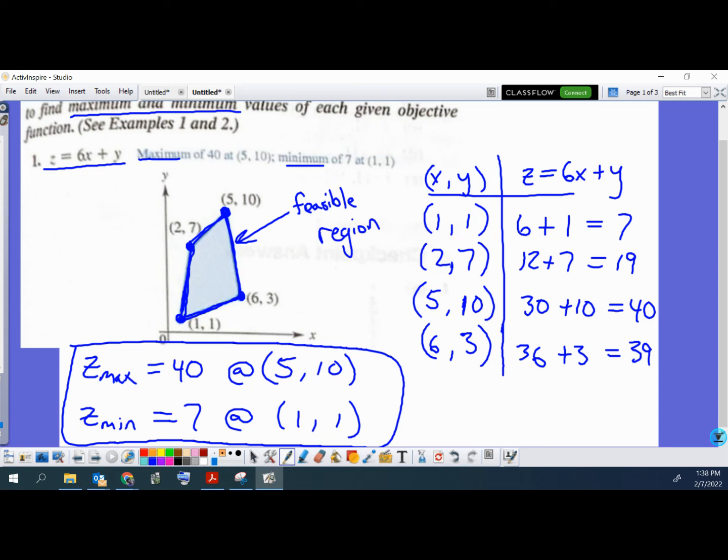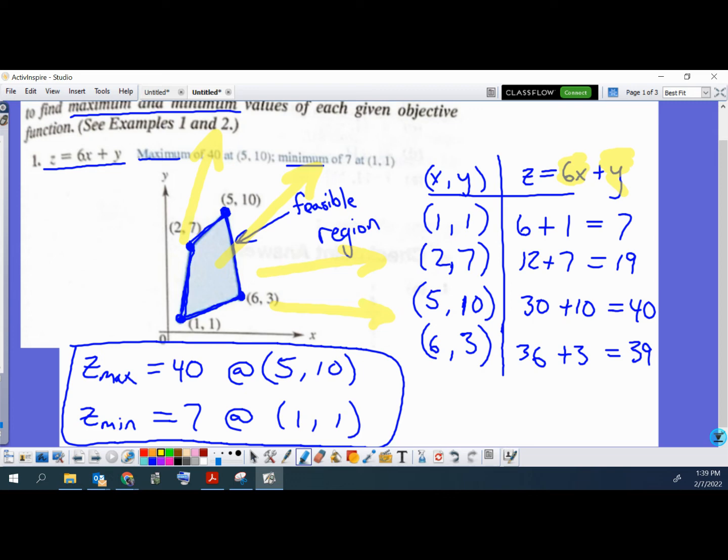Before I shut up about this one and look at another one with you guys and let you try it, I just want to point out something. Again, you can kind of see some of the answers coming. First of all, z equals 6x plus y. Both of these are positive coefficients on x and y. So that means when x gets bigger, z gets bigger. When y gets bigger, z gets bigger, right? So that means if you're going in any of these directions from the origin, z is going to get bigger because x and y are only increasing.